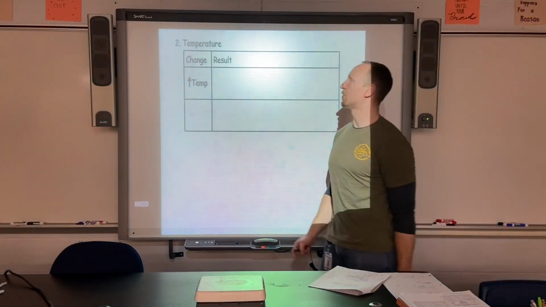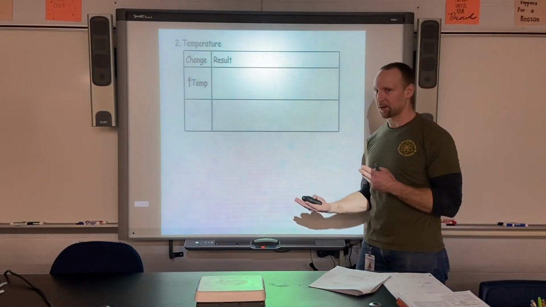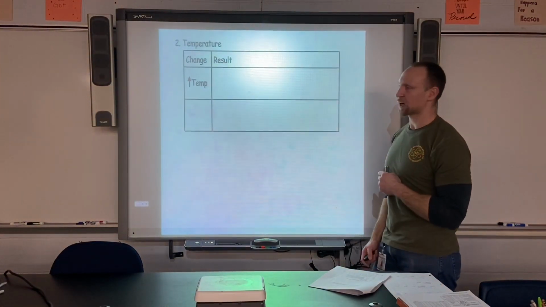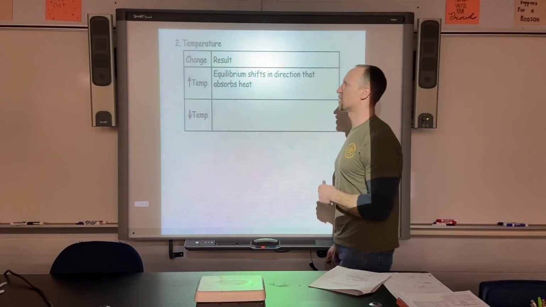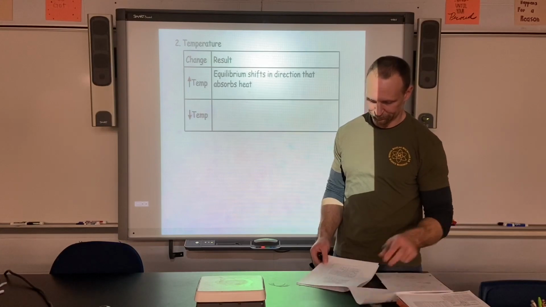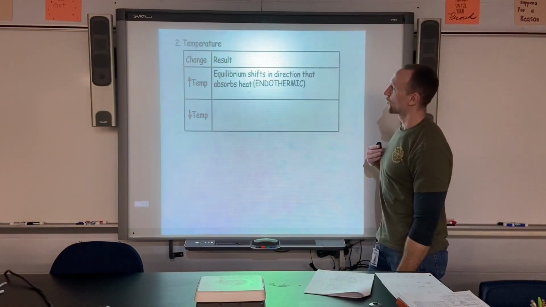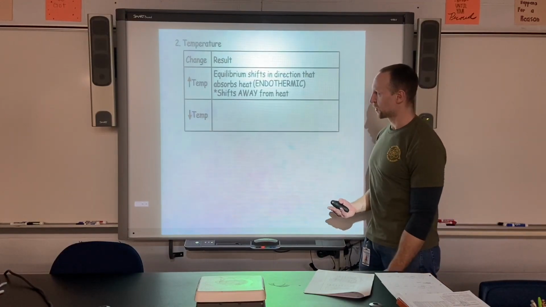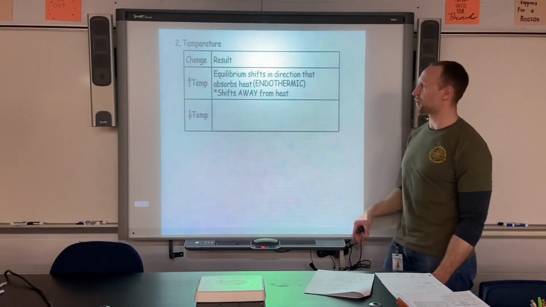So next factor, temperature. We want to think of that as similar to concentration, right? We can add it, we can take it away. So if I increase the temperature, what's that going to do to the system? Remember, we want to reduce the change. So if I increase the temperature, we're going to shift in the direction that absorbs heat. We're going to favor the direction that consumes energy. We want to shift away from the heat. So equilibrium shifts in the direction that absorbs heat, the endothermic process.